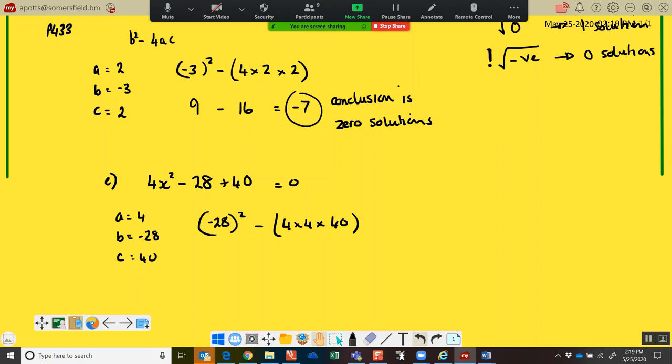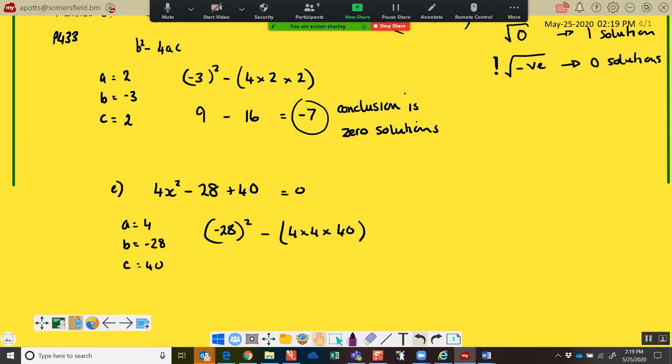So I got 784 minus 640. Okay. And what's the answer? Okay. All right. So this is an interesting one. How many solutions does it have then? So we have 2 solutions.